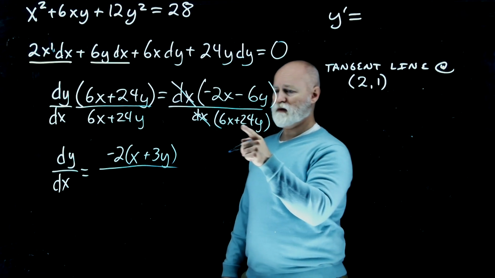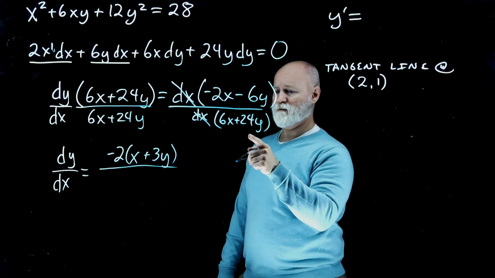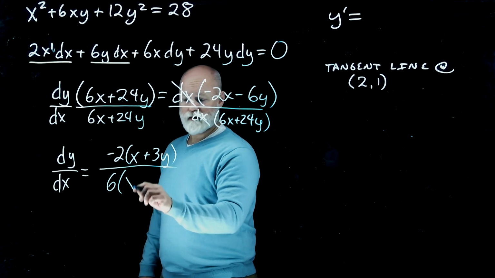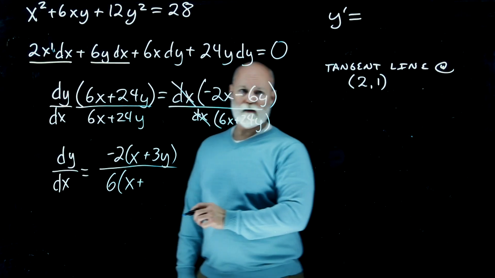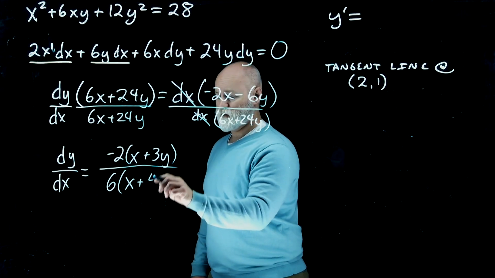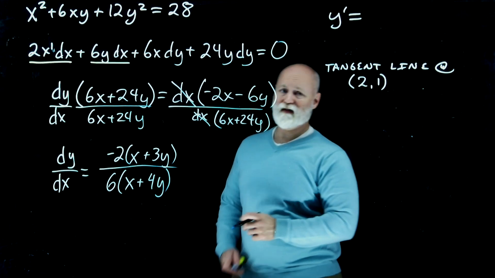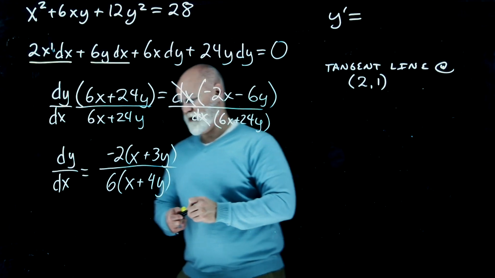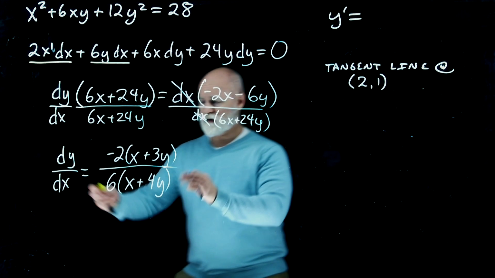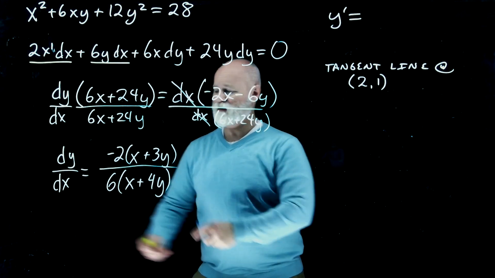Now with the other piece here, I got a 6 I can take out. All right? So we take that 6 out, and we get x plus, oh, but it's not 3y, is it? It's 4y, isn't it? So, oh well. So we're not going to have that cancellation, but that's okay. We got everything kind of resituated right now. So this right here, that's dy.